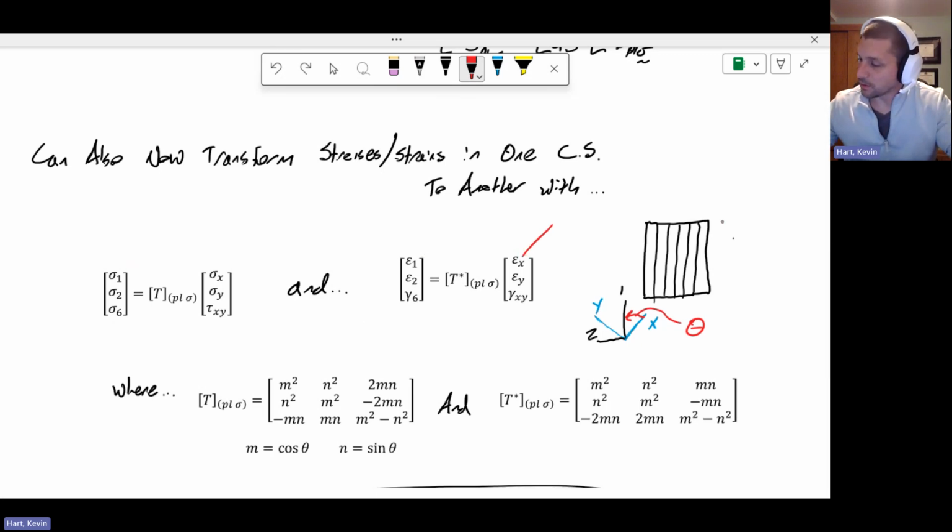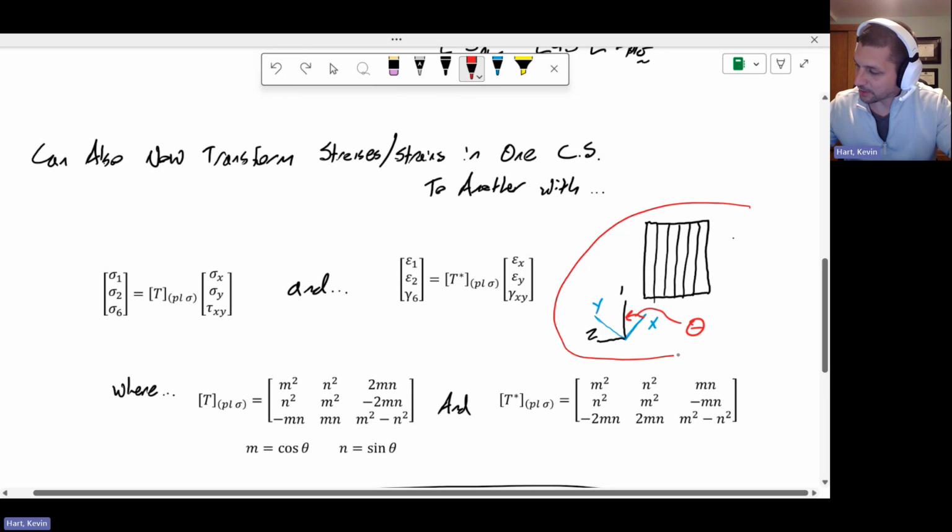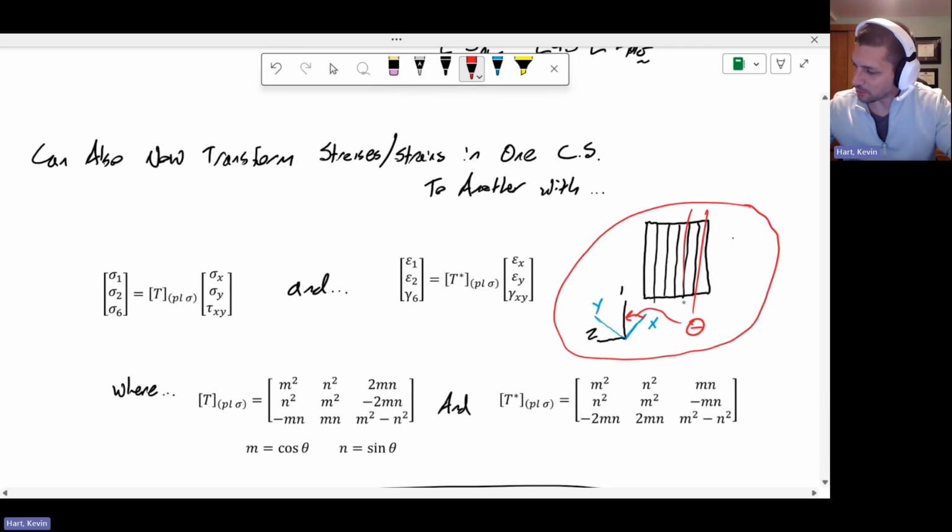Instead, we have a much simpler transformation where we're looking at just an in-plane rotation from, let's say, an XY coordinate system to a 1,2 coordinate system for the stresses, and an XY to a 1,2 for the strains. And so the situation you should be thinking of in your head is, okay, this is a thin unidirectional laminate. I got my fibers sort of running in this direction, which is the one direction.